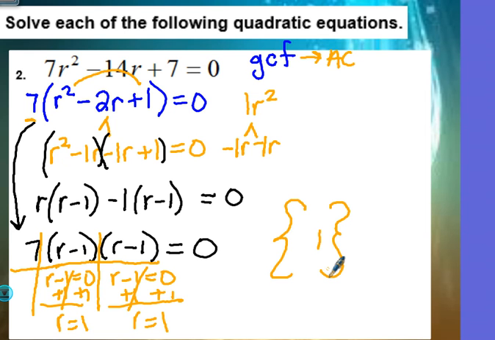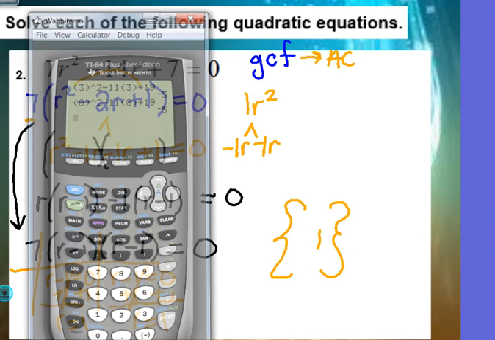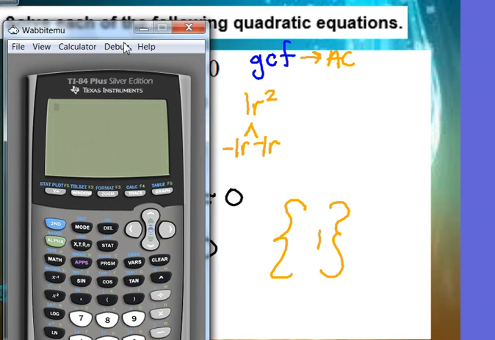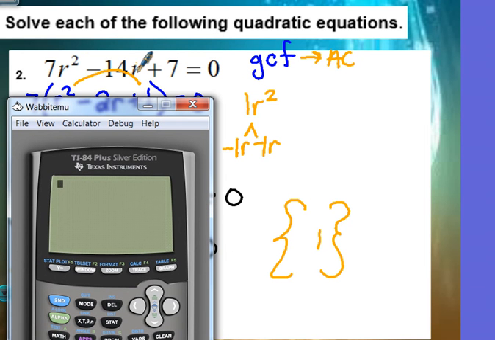Please pause the video, take a moment, and in your calculator, please input 1 everywhere you see r, and see, do you get this expression equal to 0? Go ahead.